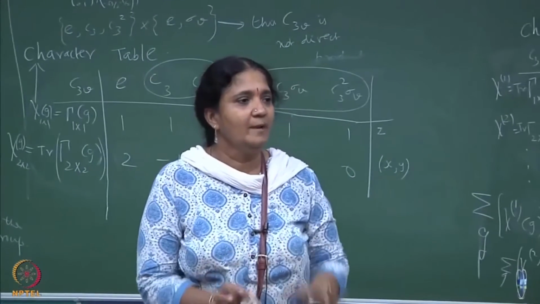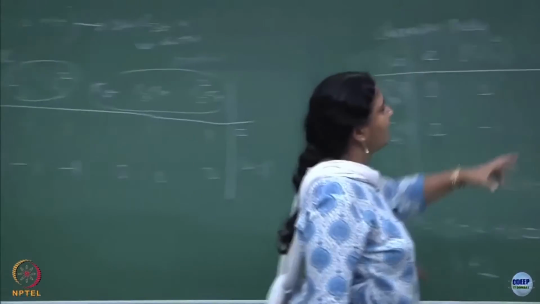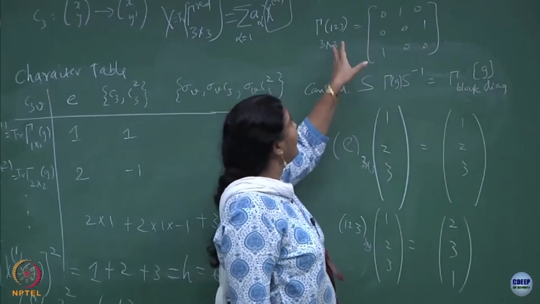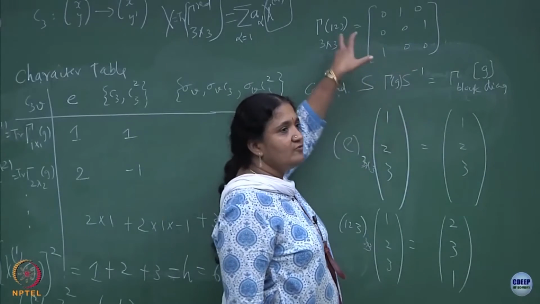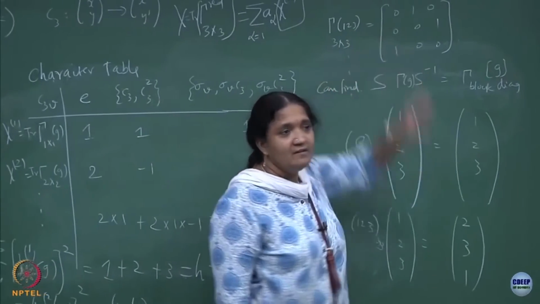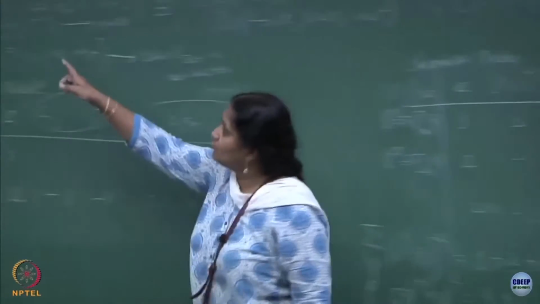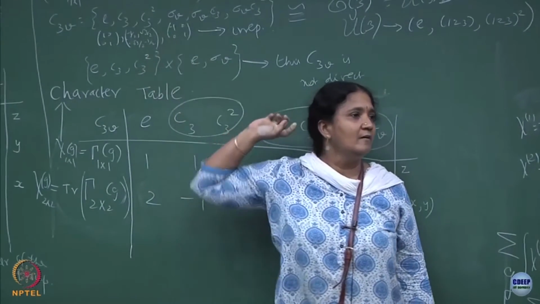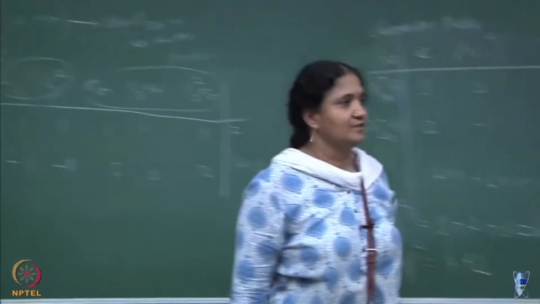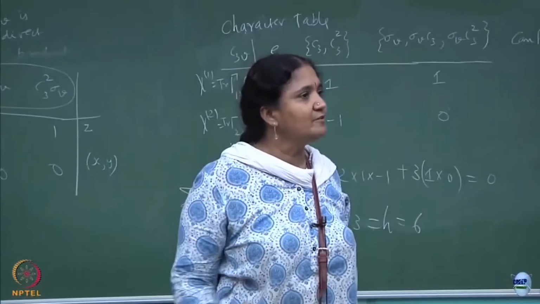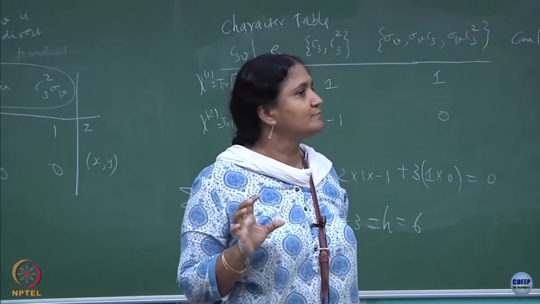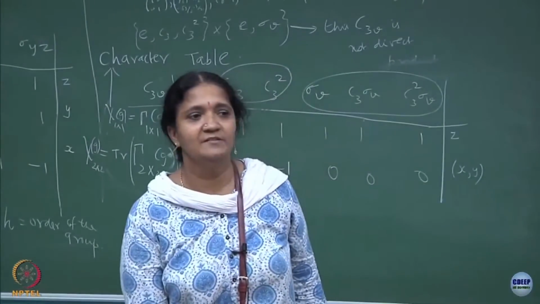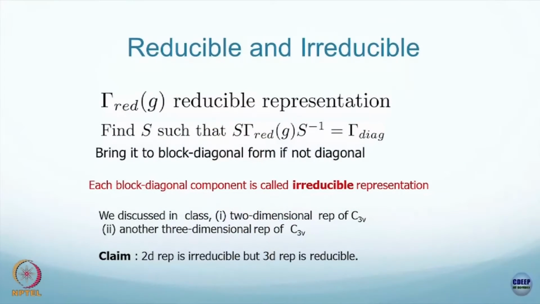Given a representation, you can find an S to break it up. If you can find an S to break it up, then you call this a reducible representation. If you cannot find an S to break it up, then you call it an irreducible representation. I have given you 2 examples just to remember. Any questions?